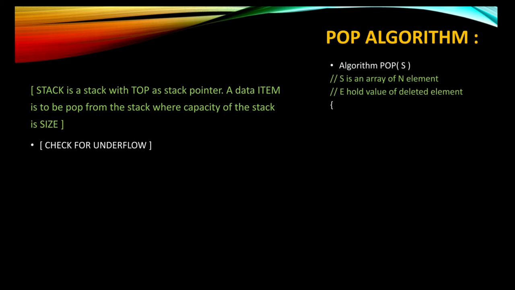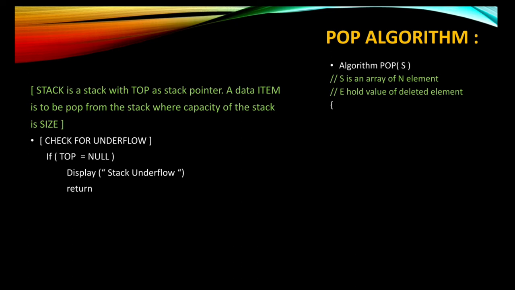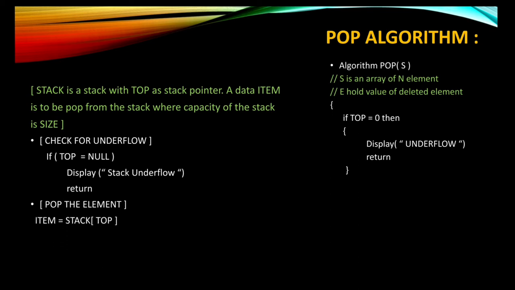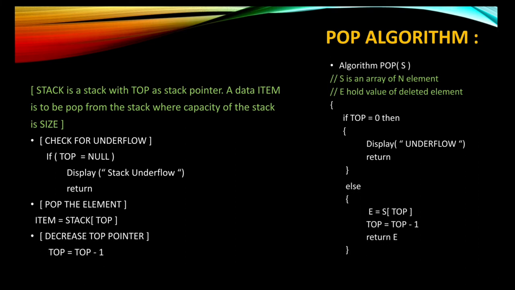Now, firstly we have to check the underflow condition. How? If the top pointer is equals to 0 or null, we have to display stack underflow. The same thing, top is equals to 0, then stack underflow we have to display. Then if something is there, firstly we have to pick the element from that position and then we have to decrease the top pointer. Same thing, firstly we have to pick the element, then we have to decrease the top pointer, and then we will return that element back and we will display that the element is deleted. The same way we will end our algorithm.